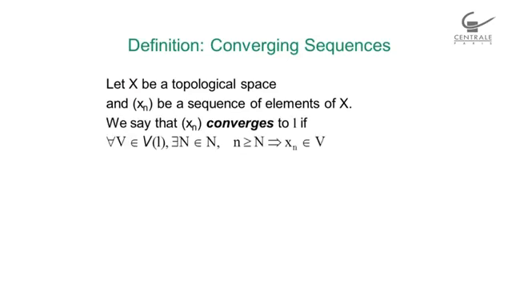We say that Xn converges to the limit L if, for any neighborhood of L, there exists a rank after which Xn is in V. So let me say this again, it's important. That's the definition of convergence in a topological space. For any neighborhood V of L, there exists a rank n for which, after n, Xn will be in V.